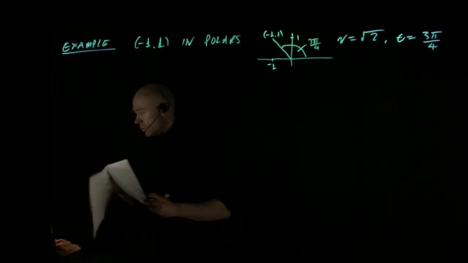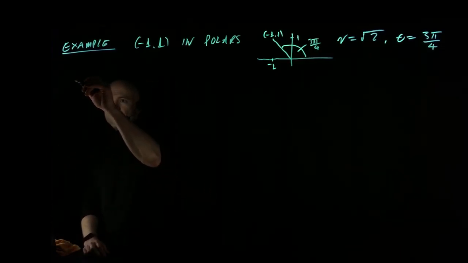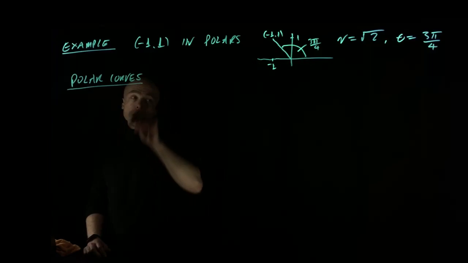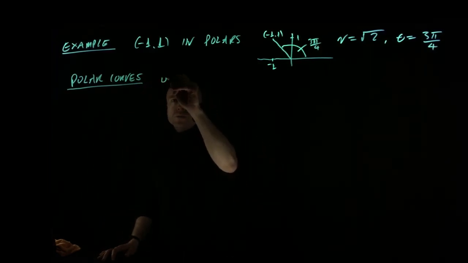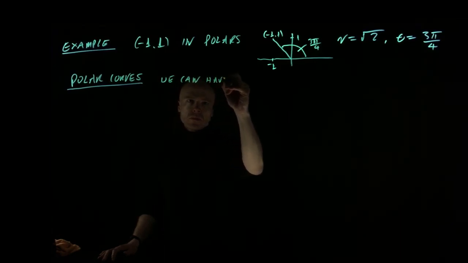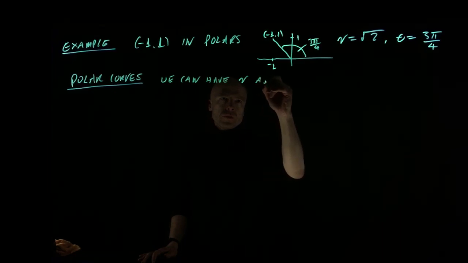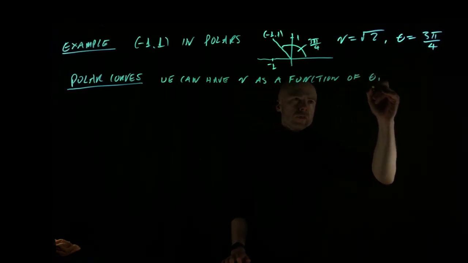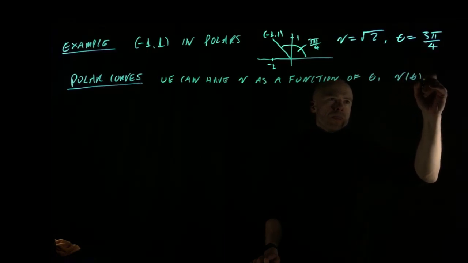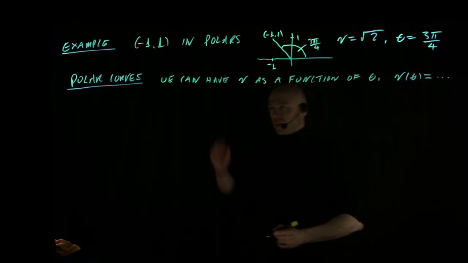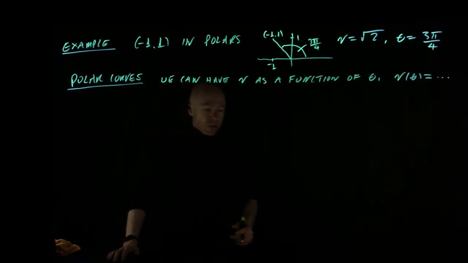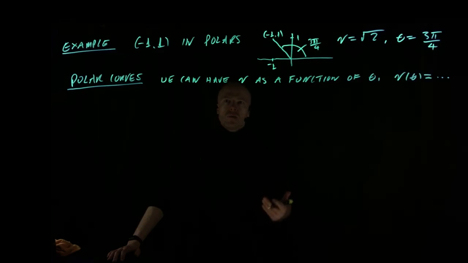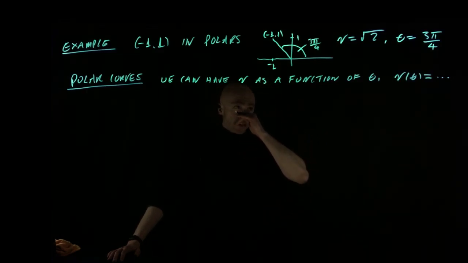So, polar curves. So, we can have R as a function of theta, right? So we can write this as R of theta, okay, and then equals whatever. And that's going to produce an actual curve for us. And it's going to be a curve that is very different than the curve we're going to get from the graph of a function from the x-axis. So let's do the simplest example.